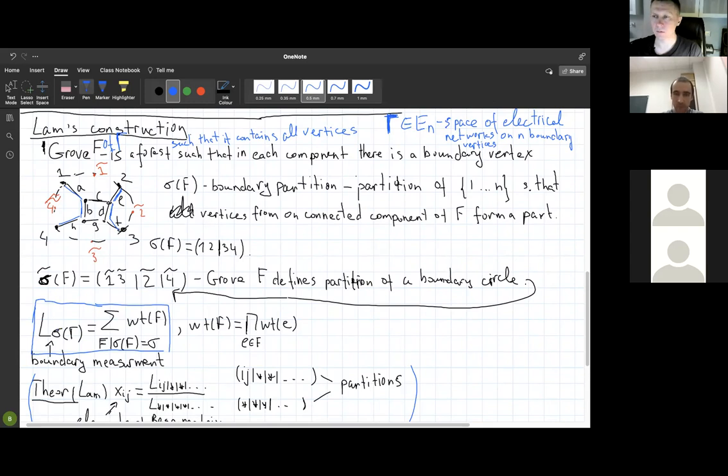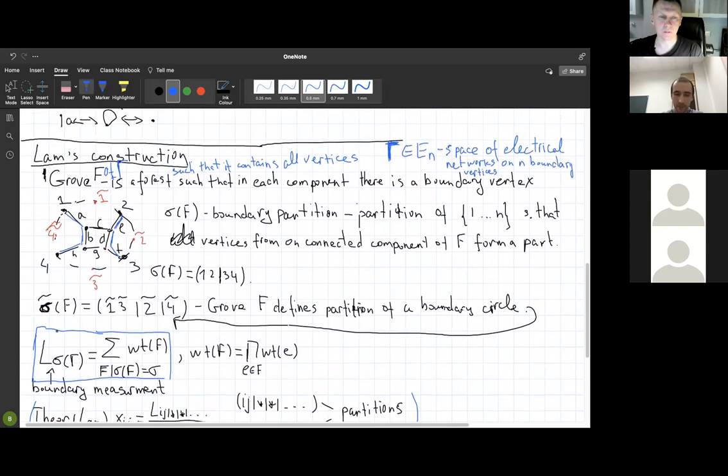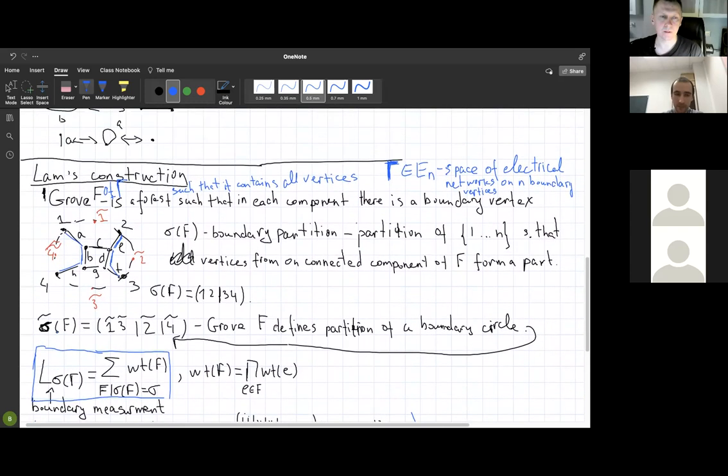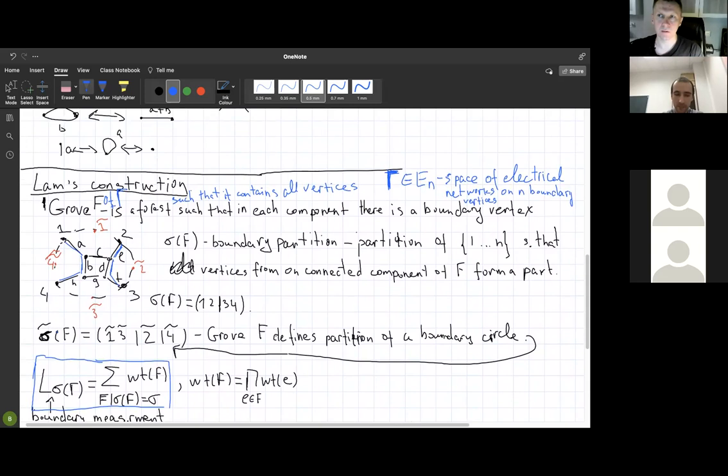No, then I probably don't understand the concept of forest, because I thought that you said that a forest is such that each vertex is connected to the boundary. So a forest is a disjoint union of trees. And so each component of a forest is a tree. And I want that each connected component of this forest contains at least one boundary vertex. And that's all. But it's not a restriction on the initial graph.